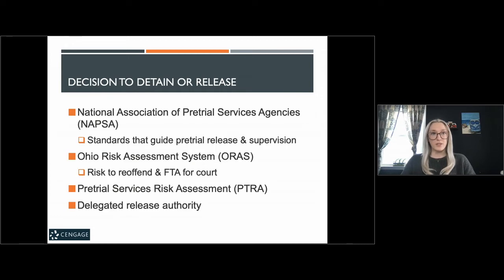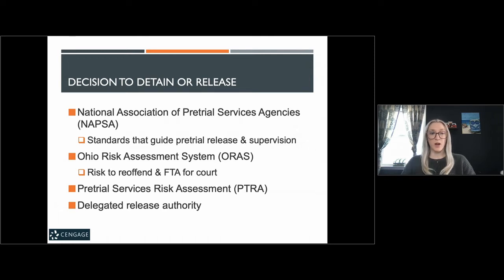So how do we make the decision to detain or to release? The National Association of Pretrial Services Agencies actually gives standards that guide pretrial release and pretrial supervision. They say that every arrestee should be considered for release, and the least restrictive option must be used, while making sure we're taking into account community safety and the likelihood of that offender to reappear for court.